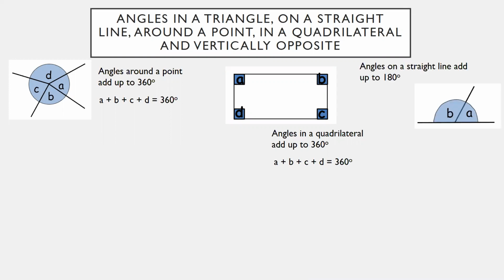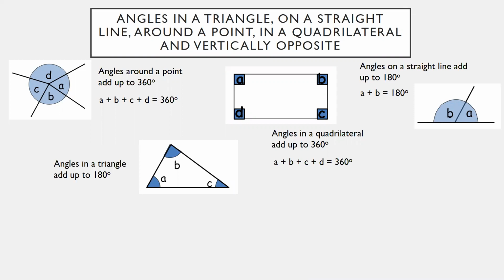Here we have angles on a straight line, and they add up to 180 degrees. So A plus B will be 180. Angles in a triangle, they also add up to 180. And I'm just going to remind you of the different triangles here.